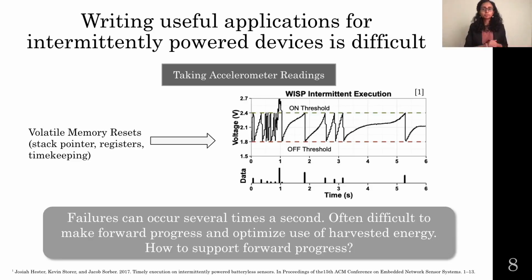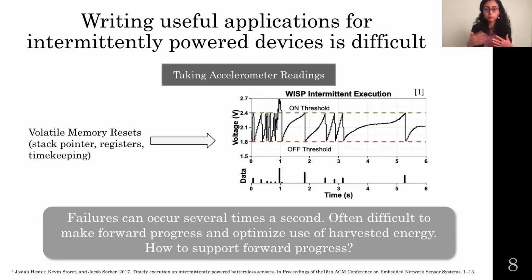So basically writing applications on intermittently powered devices is very difficult because every time the device turns off, the volatile memory resets, and then you kind of get stuck back at square one. So basically, you have to find a way to make forward progress and optimize your use of the harvested energy.